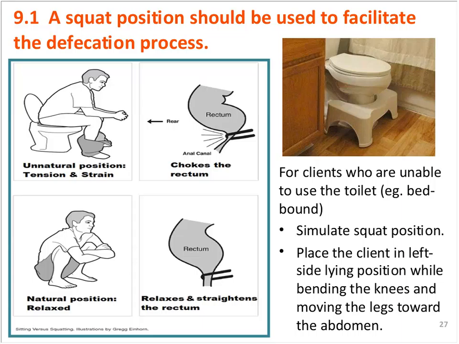For residents who can't use the toilet, you try to simulate the squat position. You lay them on their left side, because that makes the bowel just a little bit straighter, and bend their knees up. You pull their knees up. In yoga, there's a position called the wind relieving position where you pull your knees up as high as you can, and that will help people who are in bed to be able to have a bowel movement.